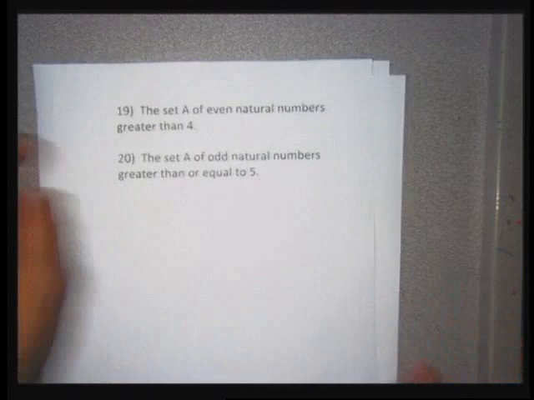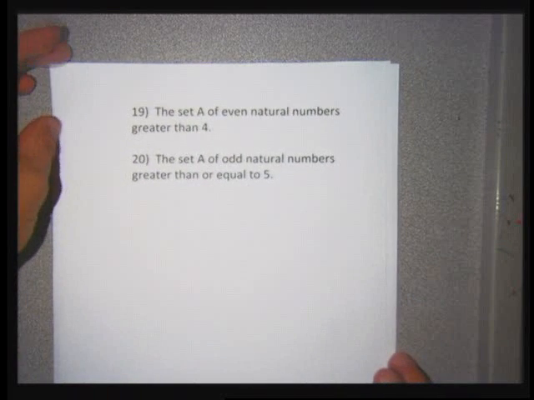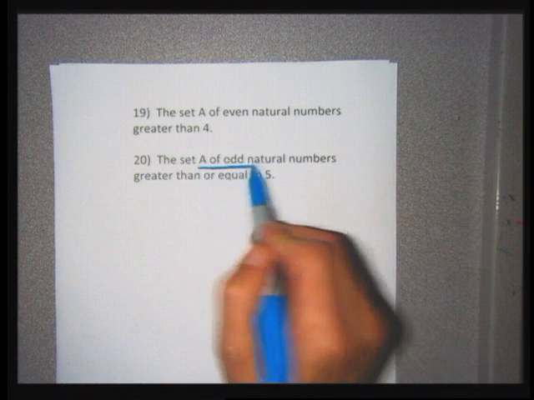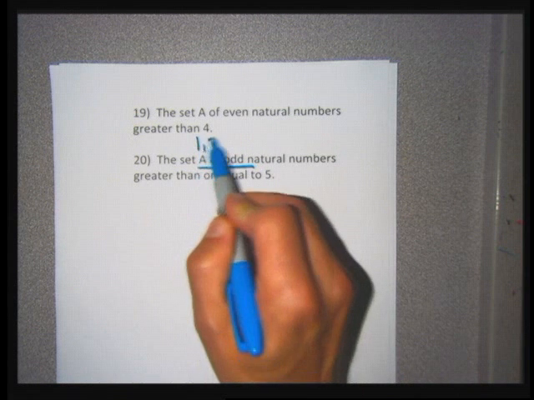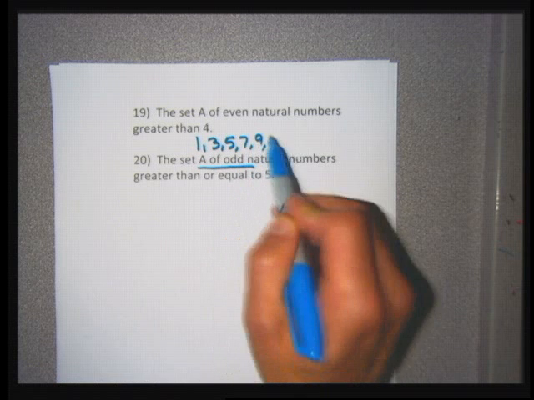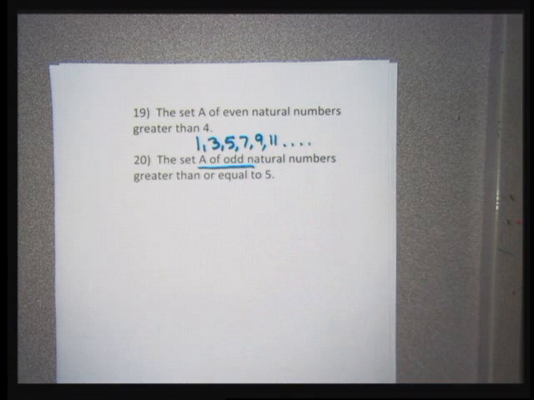Your problem 19 has the word even in it. My problem 20 has the word odd in it. So the first thing I see, A is a set of odd natural numbers. Odd natural numbers are like 1, 3, 5, 7, 9, 11, dot dot dot. And again, when I have an infinite list, at some point I've got to put a dot dot dot to mean the pattern continues.